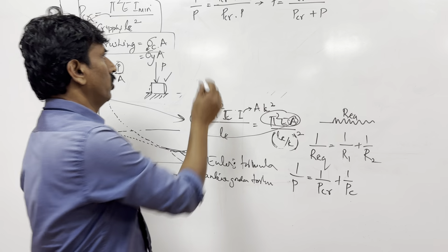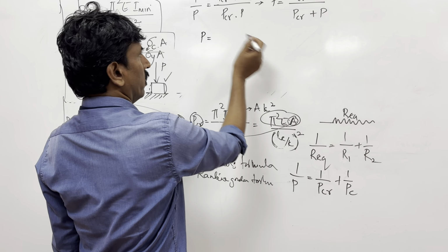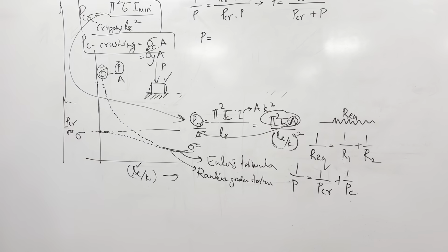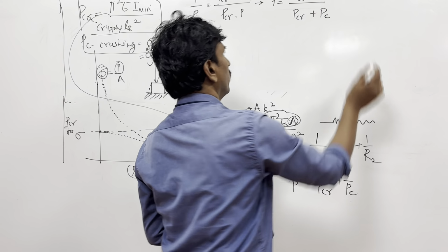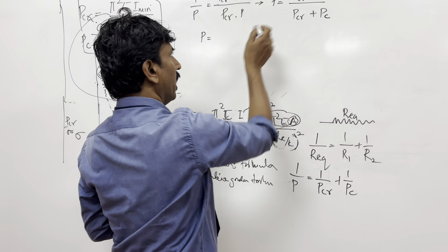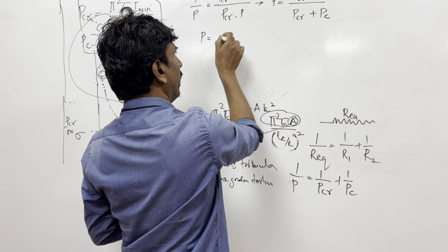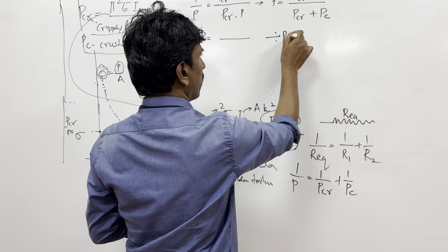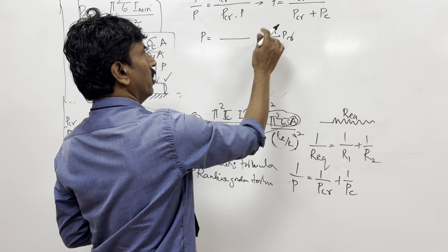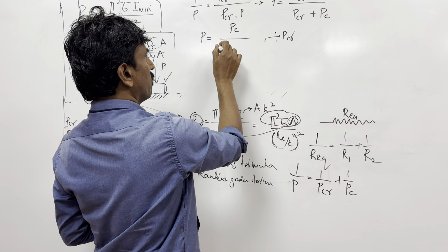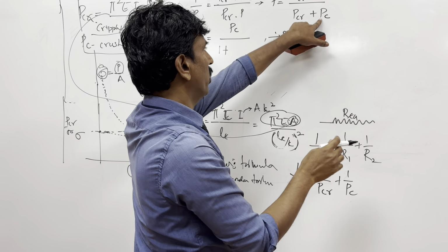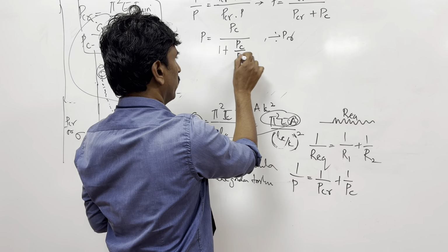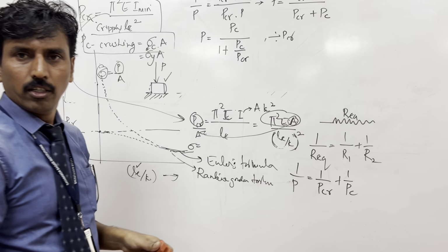Okay, now this P, it is PC by PCR. I'll divide this whole thing by PCR. I'll divide by PCR both sides, numerator and denominator. Then this becomes PC. So this PCR cancels out, and this is PC by PCR. Okay, you have done this.